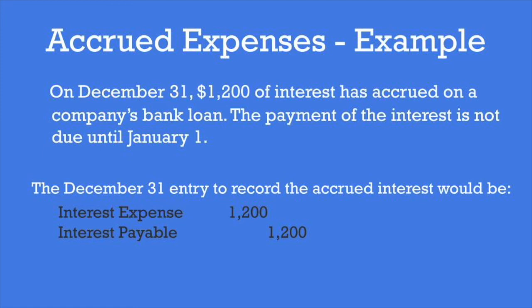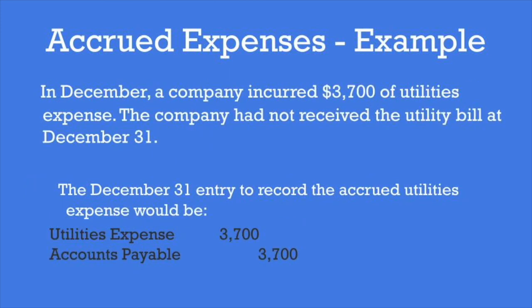On December 31st, $1,200 of interest has been accrued on a company's bank loan. The payment of interest is not due until January 1st. The end of our year is December 31st, so we have to record it on December 31st. We haven't actually paid it yet, but we want to recognize that we have a $1,200 interest expense. So we debit interest expense and credit interest payable on December 31st.